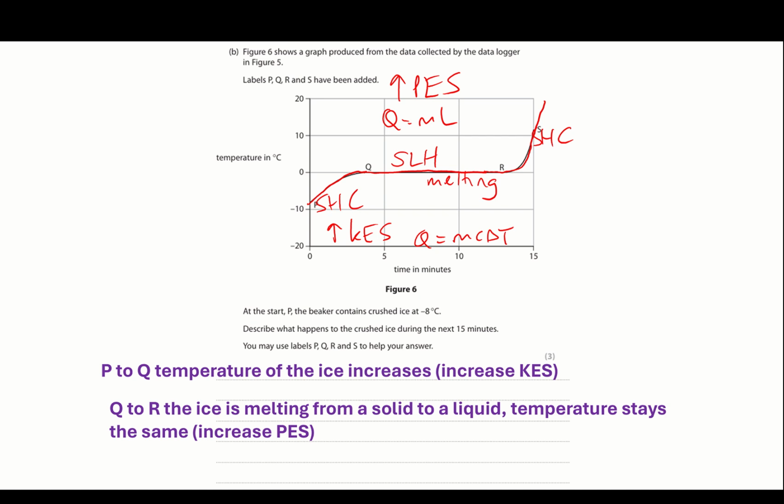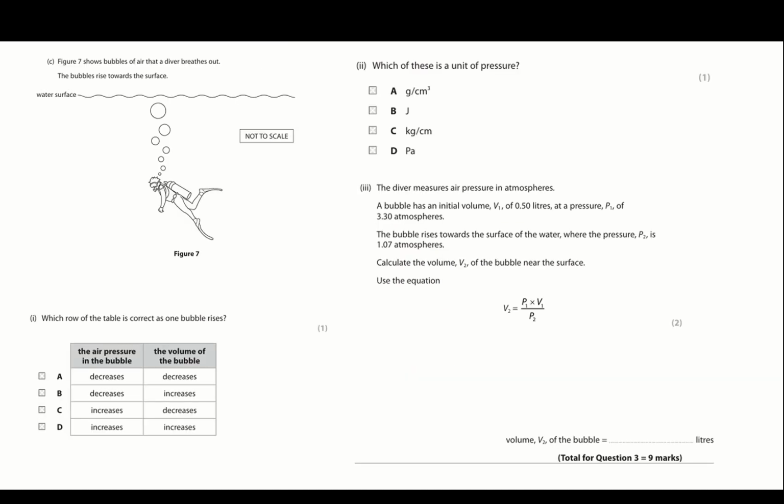And then for the last part, we've now got the water, the temperature of the water increases, we're increasing the kinetic energy stores. So it's that idea. We increase the temperature, then it melts, then we increase the temperature. Increase the kinetic energy stores, increase the potential energy stores, increase the kinetic energy stores. Be good at that because it's come up a lot.